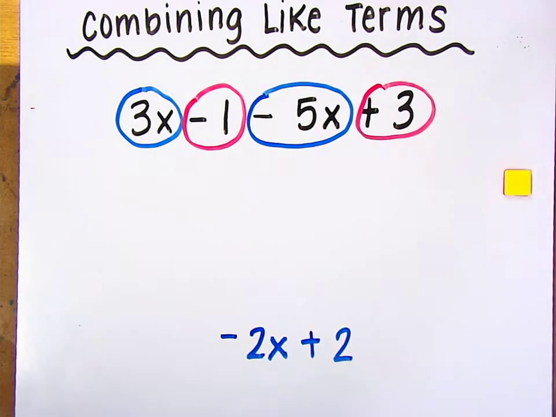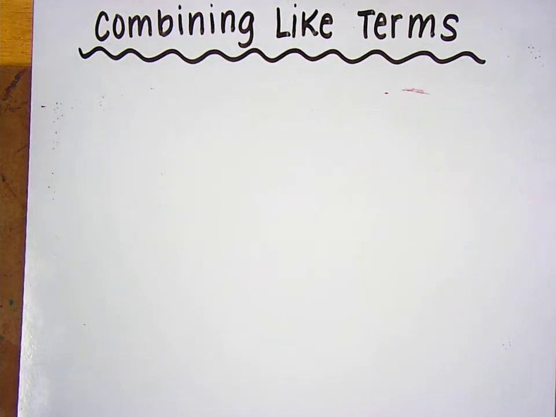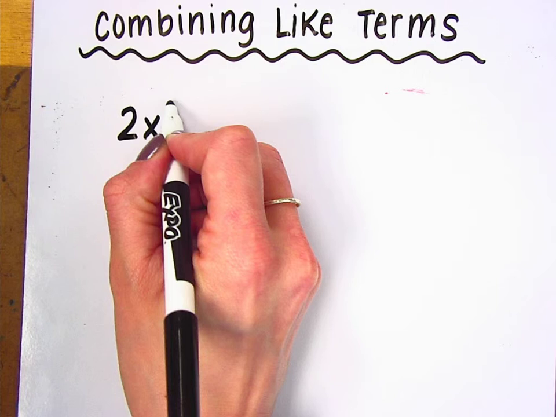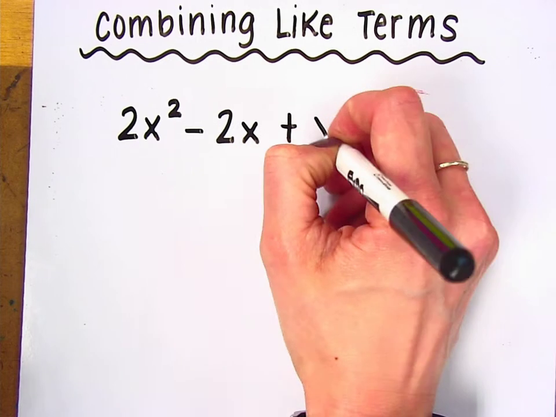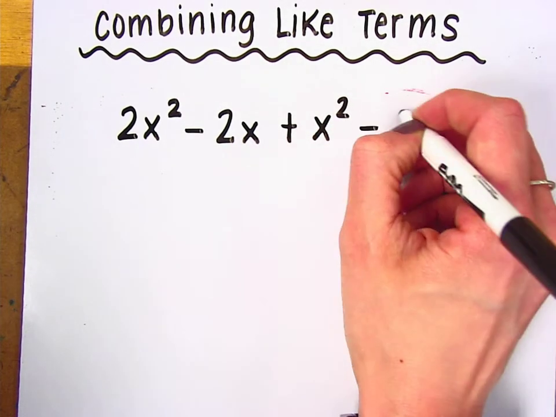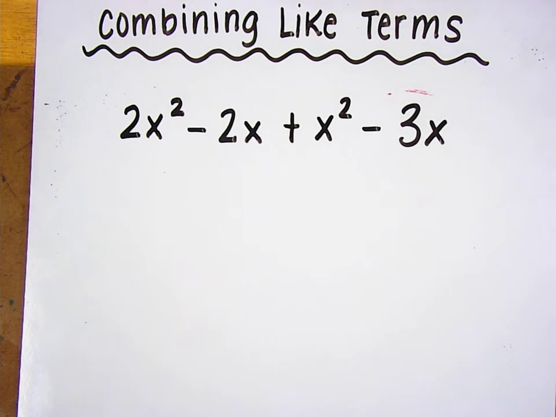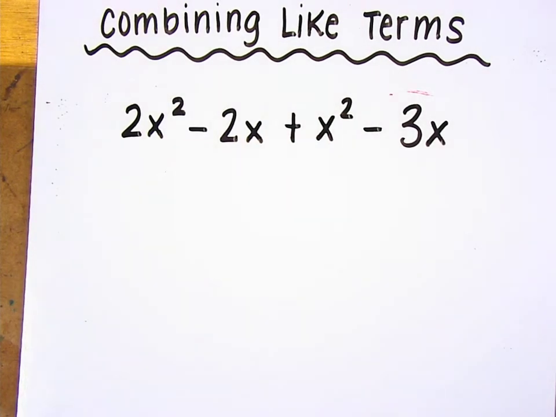The next example that we're going to look at is going to be a little bit different. So we're going to take a look at 2x to the second power minus 2x plus x to the second power minus 3x. So again, our goal is to simplify this expression by combining any like terms or terms that share the exact same variable. What's tricky about this is that we know that x and x in both of these terms are the same exact variable, but they're represented by very different things.